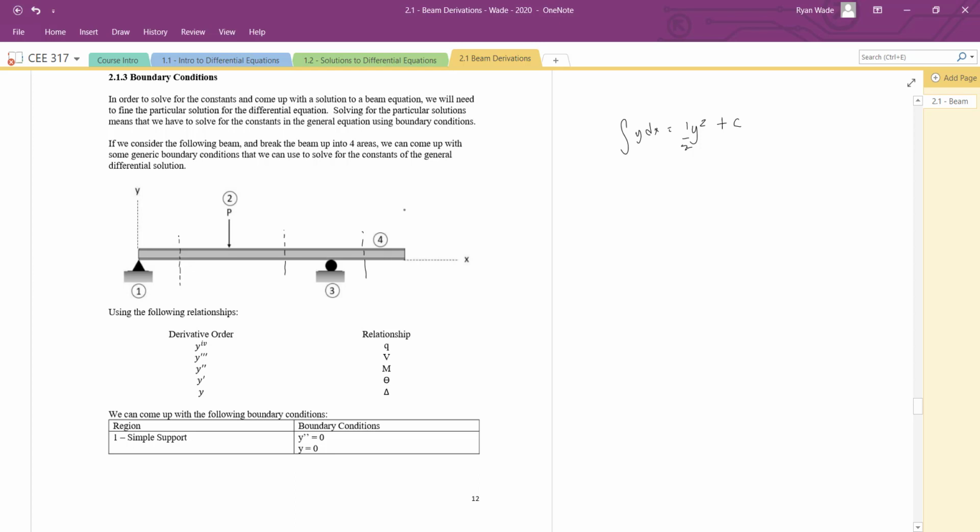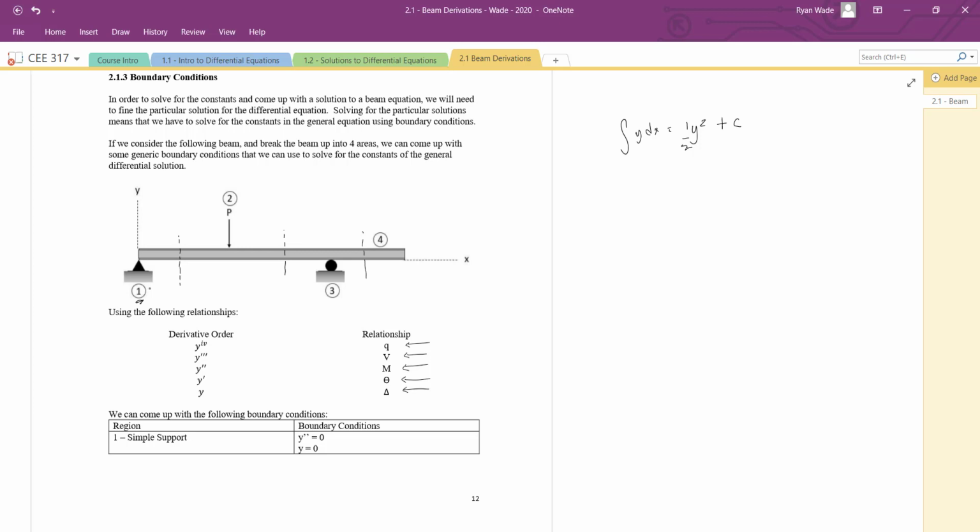So just remember when we're talking about the derivatives that our fourth derivative is related to a uniformly distributed load. The third derivative is shear, second is moment, the first is angle of rotation, and the y is just relating to the deformation. So if we look at region 1, we're talking about just the support itself. So boundary conditions based on the support. And the boundary conditions that we come up with are based on real world conditions.